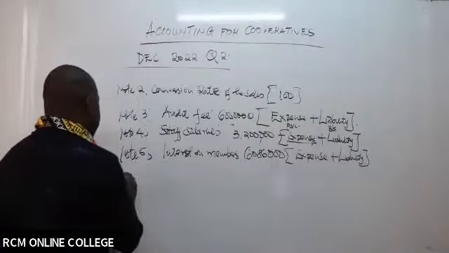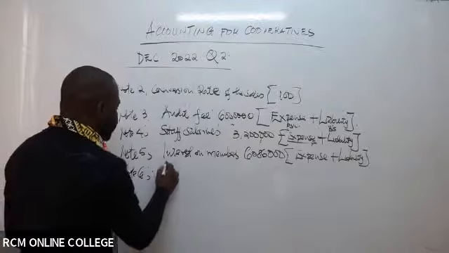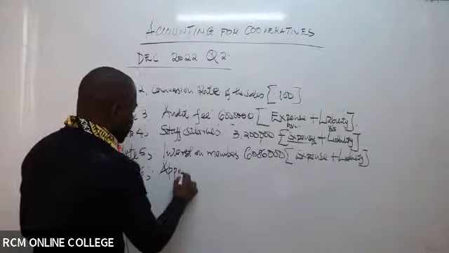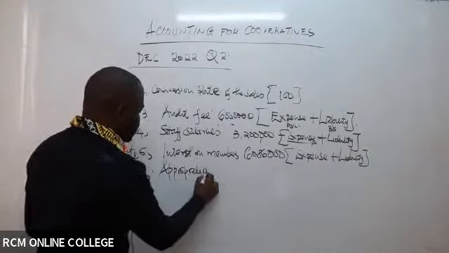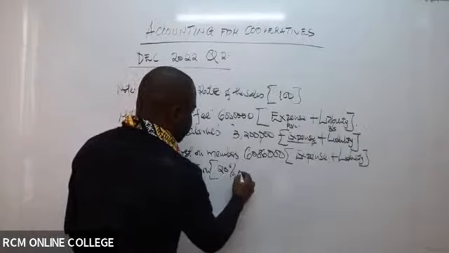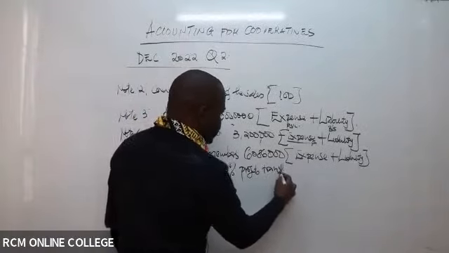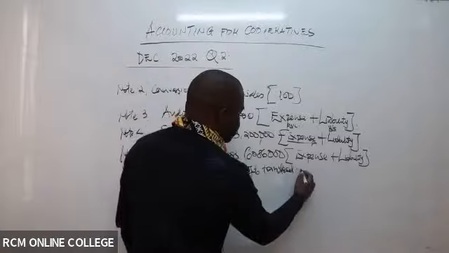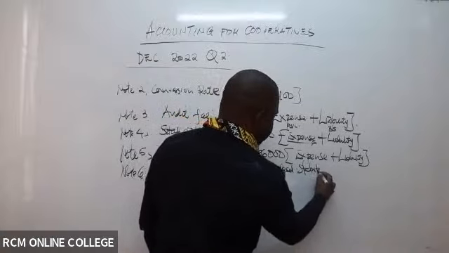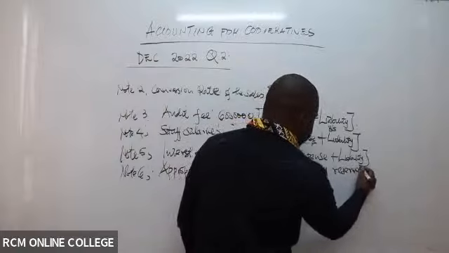So in this case, we'll be doing the appropriation. For note number 6, when we do the appropriation, we'll take 20% of the profits, and that 20% should be transferred to the statutory reserves.